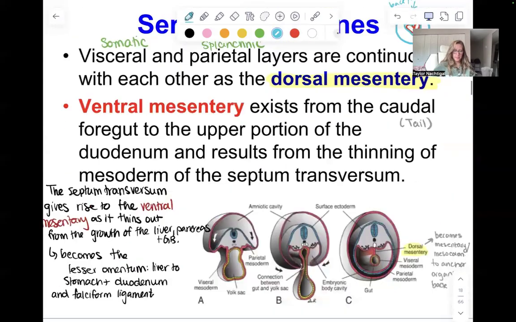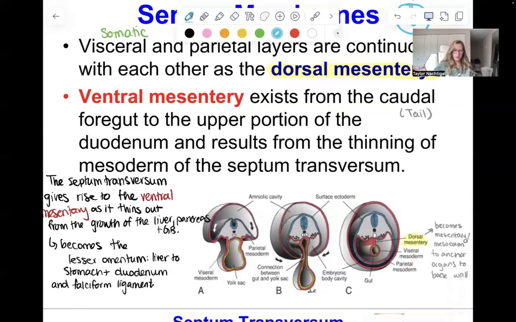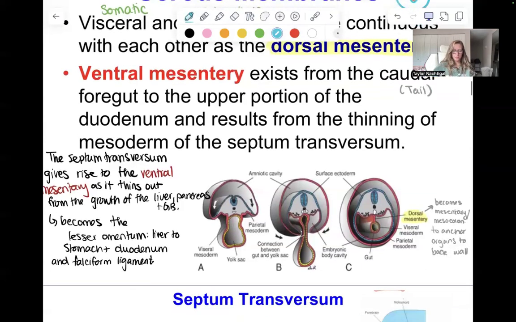This ventral mesentery exists from the caudal foregut to the upper portion of the duodenum and results from the thinning of the mesoderm of the septum transversum, which remember was that structure that lies underneath the heart after we have cranial folding.